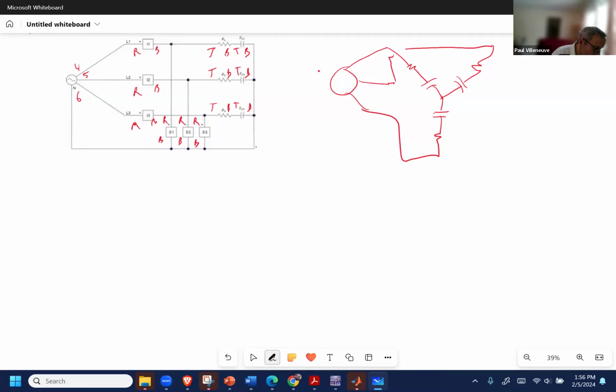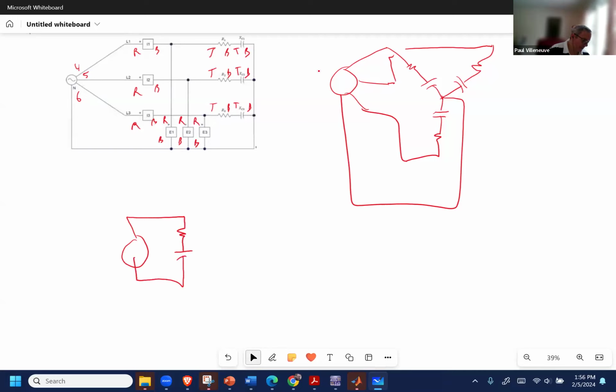Well, recall, if I have this neutral going over here, that neutral doesn't even matter. But it makes things easier because this individual circuit here is one phase of that power supply, or one phase of that circuit. That's 120 volts. This is 600 ohm. This is minus j 1200 ohms.